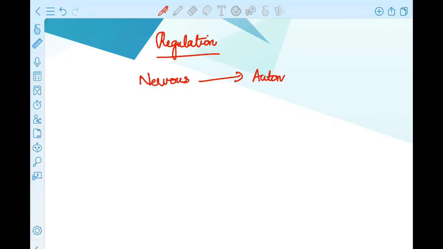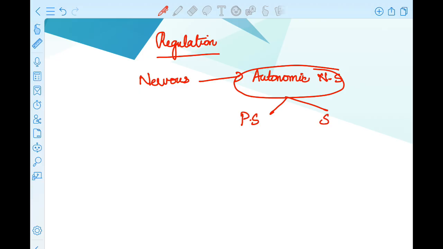Hello everyone. So let's continue with the saliva and salivary secretion. We were about to discuss the regulation of salivary secretion. Salivary secretion is regulated exclusively by the nervous system via the autonomic nervous system. The parasympathetic fibers as well as sympathetic fibers are involved. So the autonomic nervous system has two parts, the parasympathetic as well as the sympathetic nervous system.